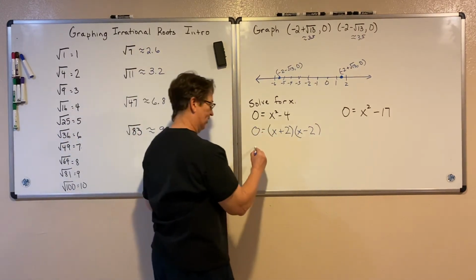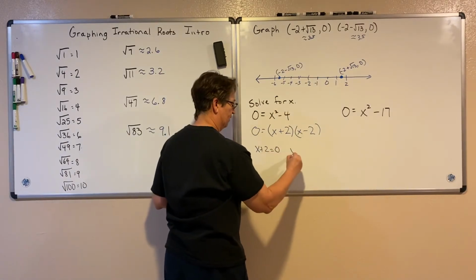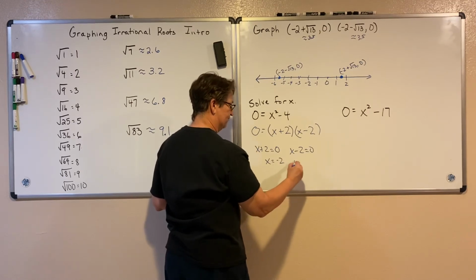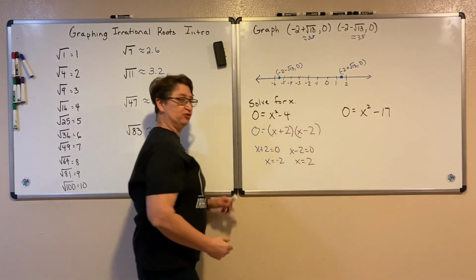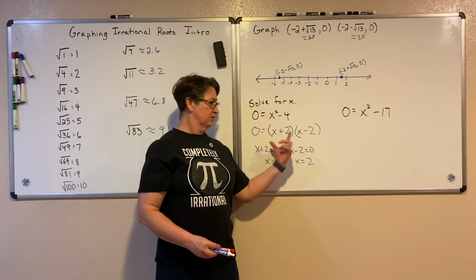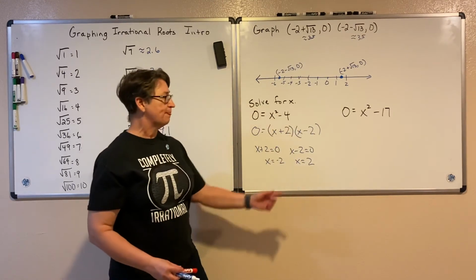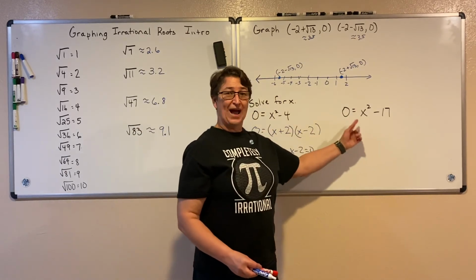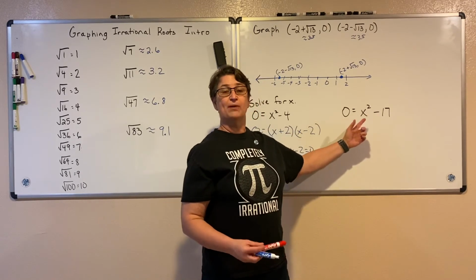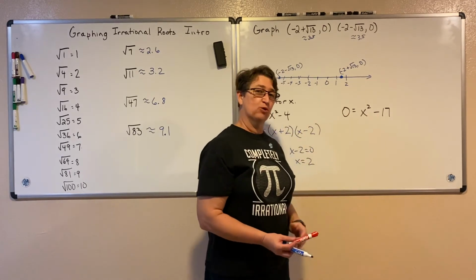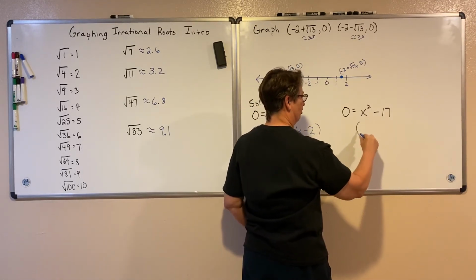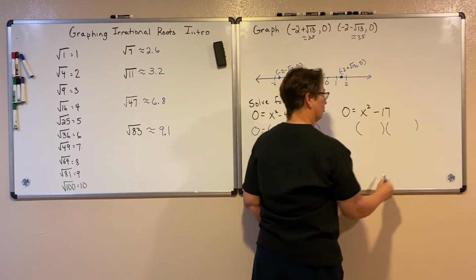I'm going to set each one of those equal to 0. And I end up with x values at x equals negative 2 and x equals a positive 2. Notice that there are 2 solutions. We thought there would be 2 solutions. I'm going to use that same strategy here. I know that 17 is not a perfect square, but I can still do this same thing with it. I'm going to pretend that it's a difference of squares, so that I set my 2 parentheses.